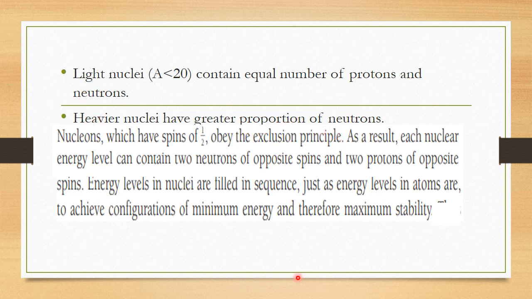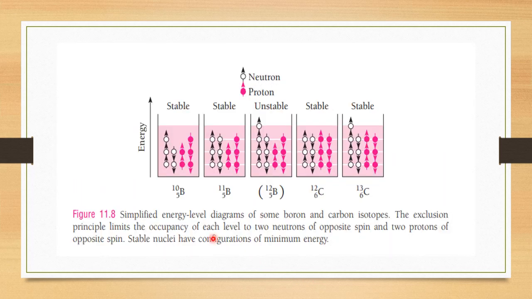You can see this is a simplified energy level diagram of some boron and carbon isotopes. The exclusion principle limits the occupancy of each level to 2 neutrons of opposite spin and 2 protons of opposite spin. We know that stable nuclei have minimum energy configuration. So the first figure, boron 5, 10. The white is neutron and the red one is proton. Here it is filled, here too it is filled. So it is 5, 5.